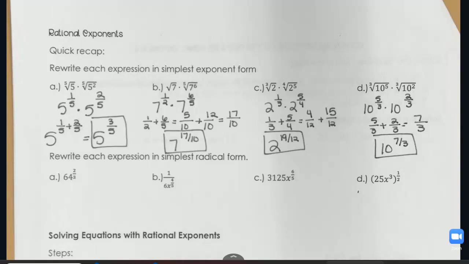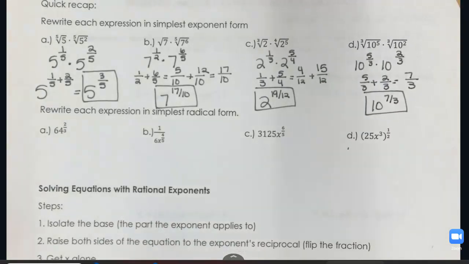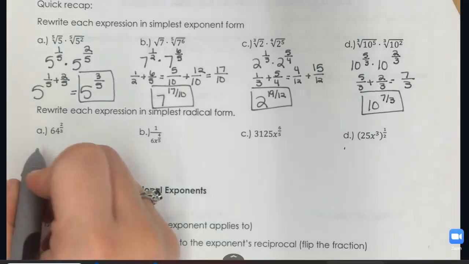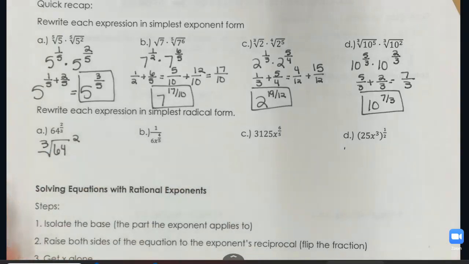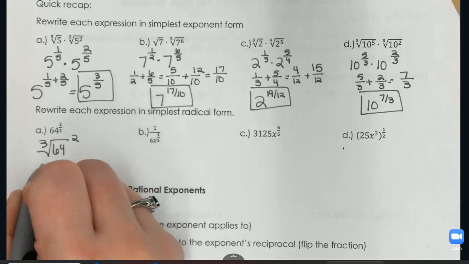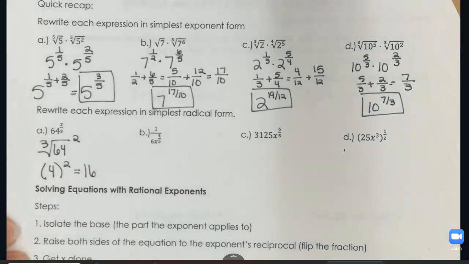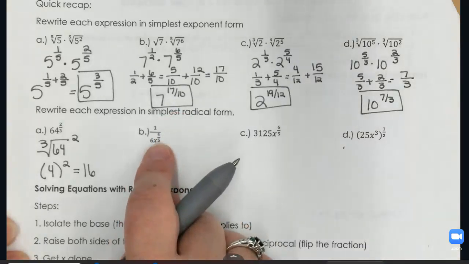All right, on the next ones, we are going to rewrite these in simplest radical form. So what that means is, if you end up with a perfect cube or a perfect square, etc., simplify it. So the first one I have is 64 to the 2/3 power. So that means the cube root of 64 squared. Now, 64 is a perfect cube. The cube root of 64 is 4. And 4 squared, 16.